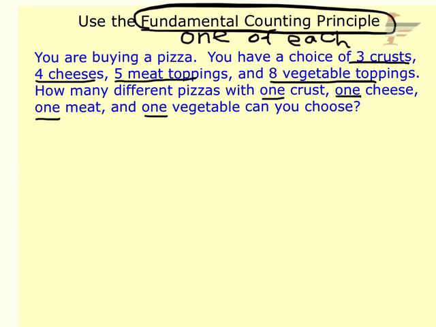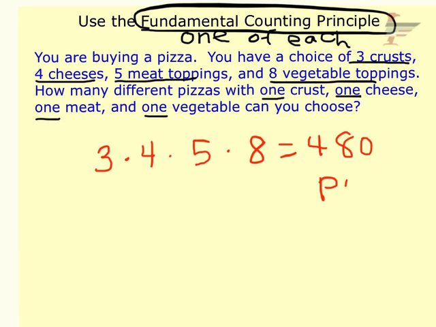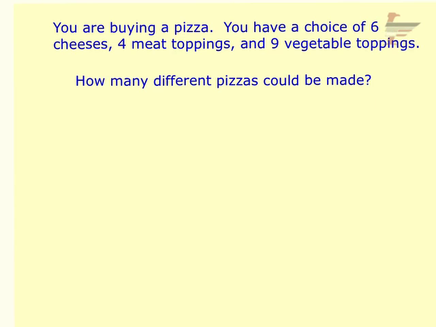Again, the fundamental counting principle just says you're going to multiply your options together. So 3 crusts times 4 cheeses times 5 meats times 8 vegetables, and that equals 480 different pizzas you can make. Okay, you try this one, pause the video, see what you get.